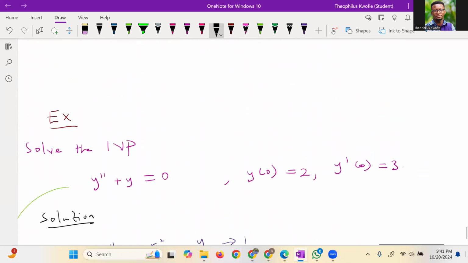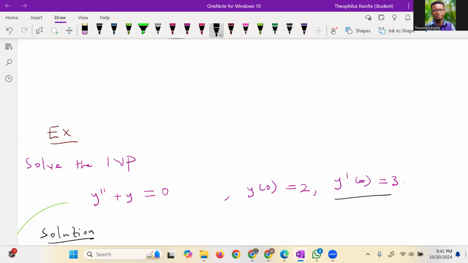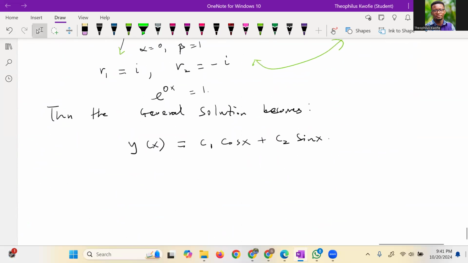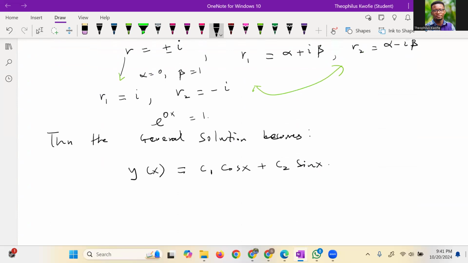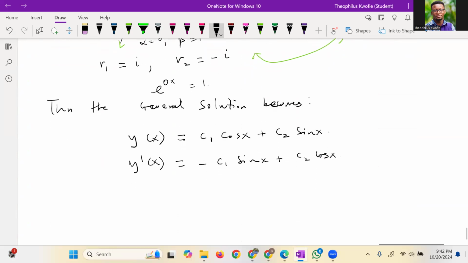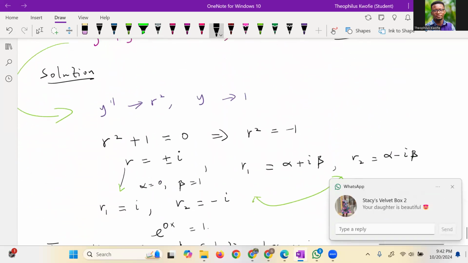But because of the initial conditions here, we have to find the first derivative of the general solution. Okay? So the first derivative is going to be what? Okay. Now remember that we have initial conditions. So remember your y of zero. When x is zero from the general solution, you're going to have C1 being equal to 2, based on the initial condition we have here.